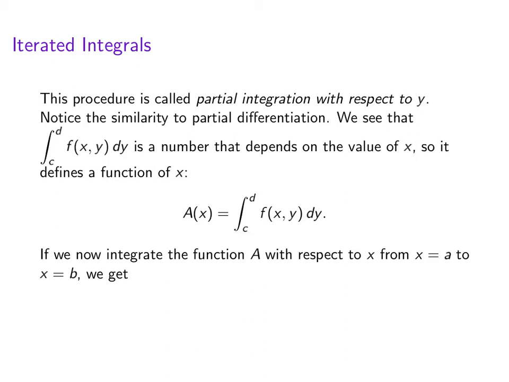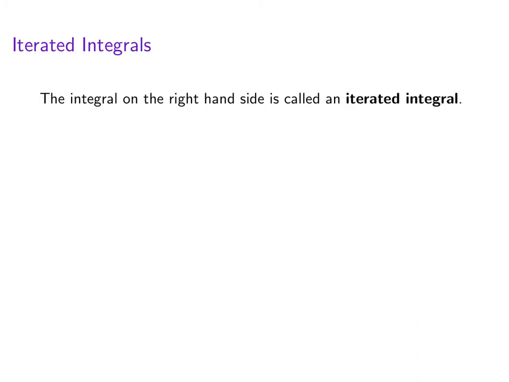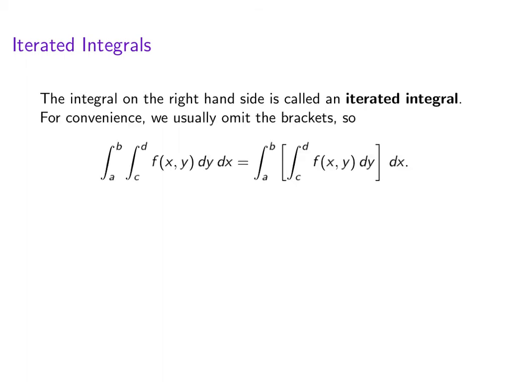If we now integrate the function A with respect to x from a to b, we'll get this. That integral on the right-hand side is called an iterated integral. Now we often will just omit the brackets and we'll write this.